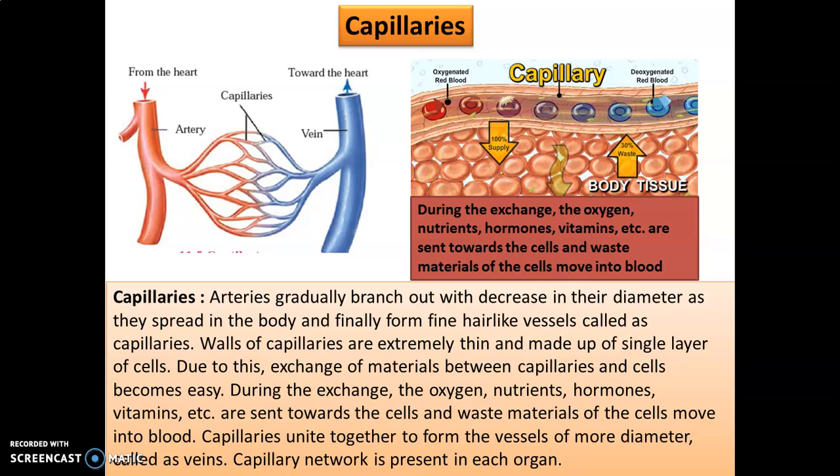Because they are very small and single layered, exchange of material between the capillaries and the cells becomes easy. This is the body tissue and this is the capillary. Since the partition here is very thin, the exchange takes place very easily. During the exchange, oxygen, nutrients, hormones and vitamins are passed to the cell, and waste material from the cell moves into the blood.